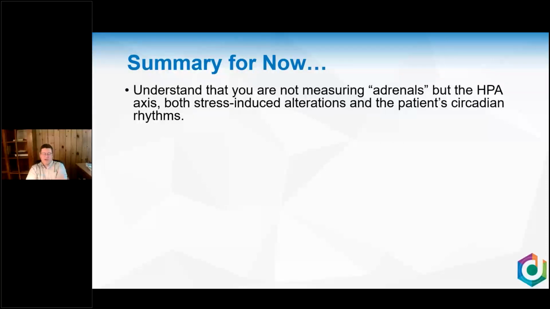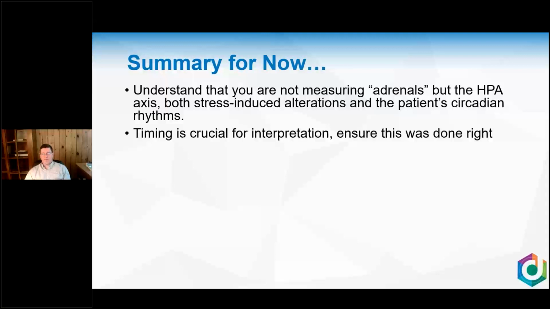So I say a summary for now because we've only covered part of the way, but understand that even though you're measuring cortisol, you're not measuring adrenals. In many cases you're measuring the HPA-axis and its dynamic function, both the stress-induced alterations and the patient's circadian rhythm. So it's really important to understand that you're using this as a surrogate marker for so much more. Timing is crucial for interpretation. Ensure that this was done right. And when I say timing, in the morning or throughout the day, timing in relationship to physical activity, timing in relationship to the month, timing in relationship to the work week, timing in relationship to the year, especially if they have some sort of seasonal affective depressive disorder of some kind.